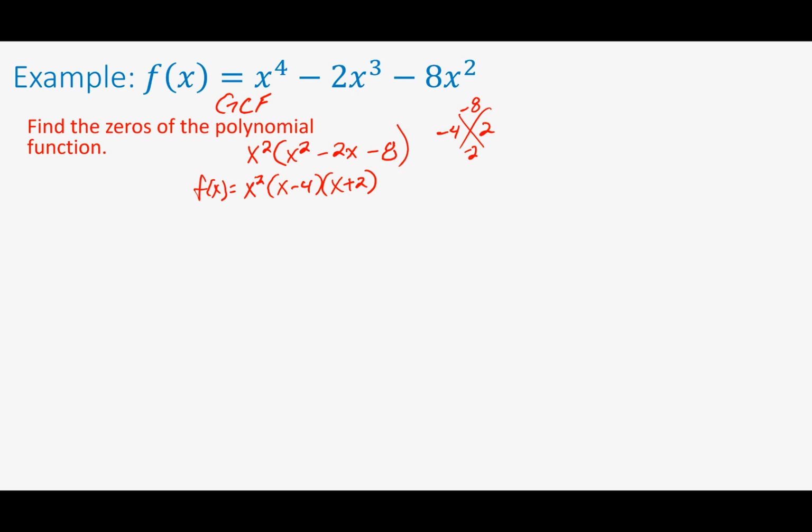So from here now, I can identify my zeros. They are 0, 4, and a negative 2.